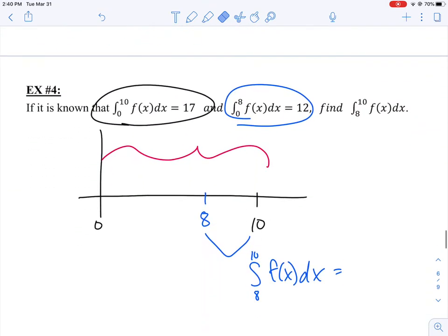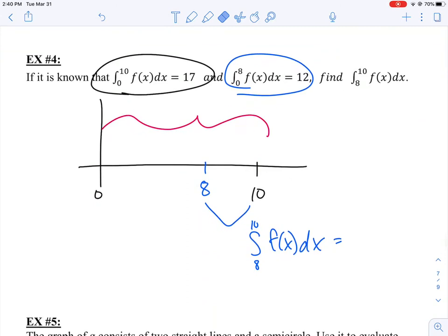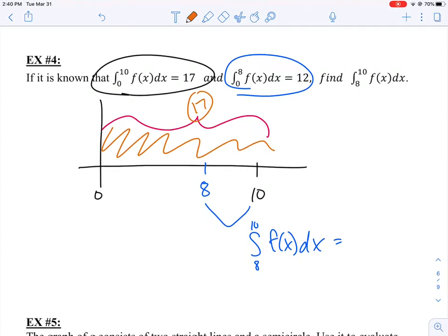Okay, look at example number 4 with me. It says here, if it is known that the integral from 0 to 10 of a function is 17, meaning the area underneath the curve from 0 to 10, this whole thing is 17, and the area underneath the curve from 0 to 8 is 12, this little piece is 12, the other piece is 12. From 0 to 8 is 12, sorry.